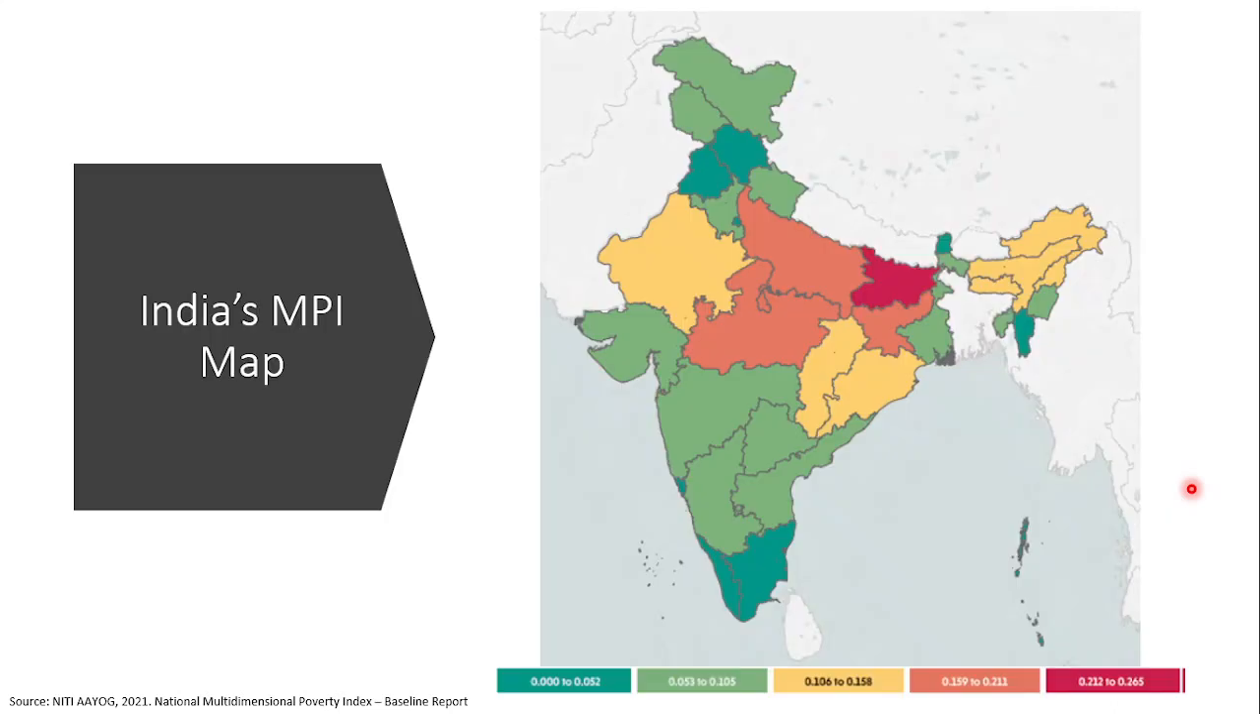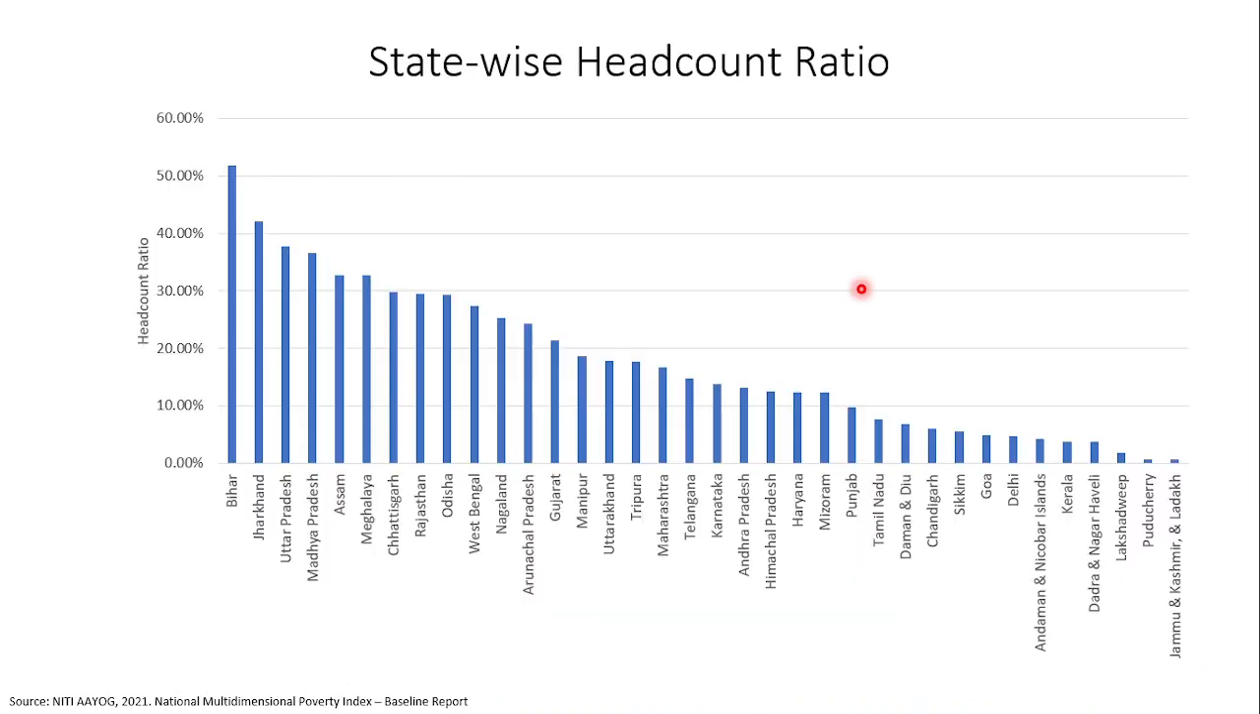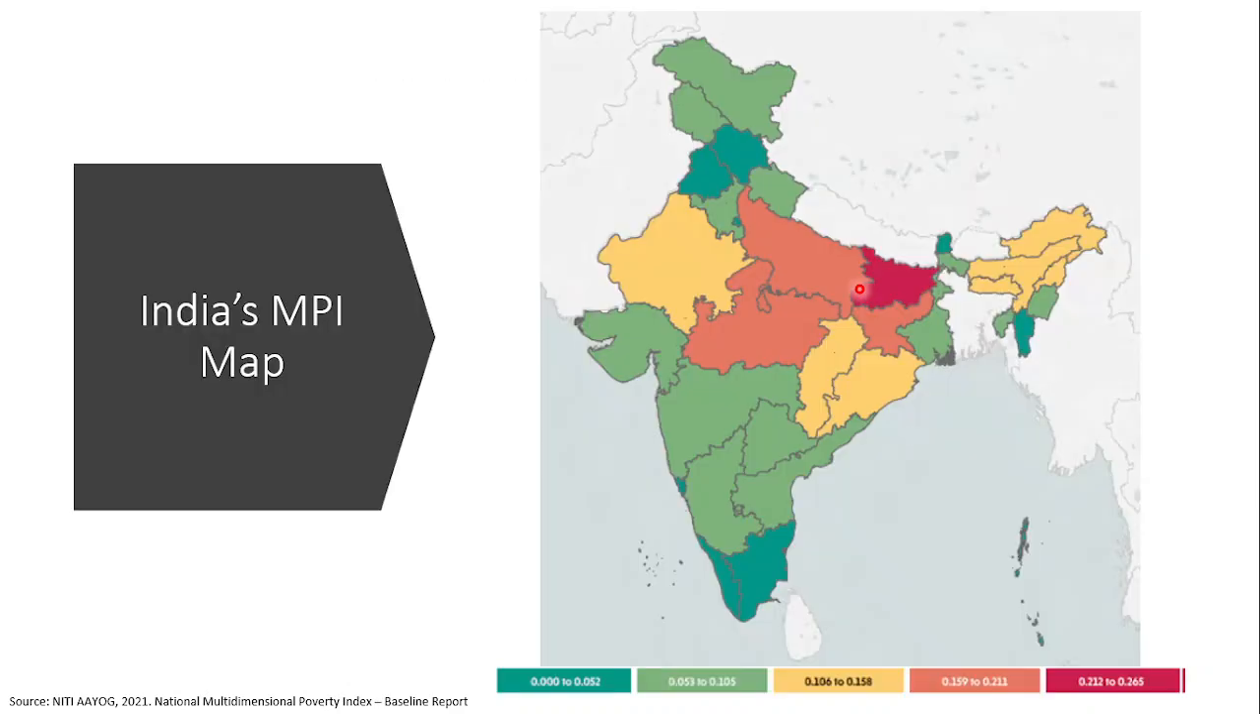Right. So here's the map. This is the multidimensional poverty index map. This was the headcount ratio. Here's the MPI map, that is, you calculate the indicators. So you can see Bihar over here in dark red, which is a very high poverty index, right? And you can see the dark greens over here: Kerala, Tamil Nadu, Goa, Punjab, Delhi, and Himachal Pradesh, right?